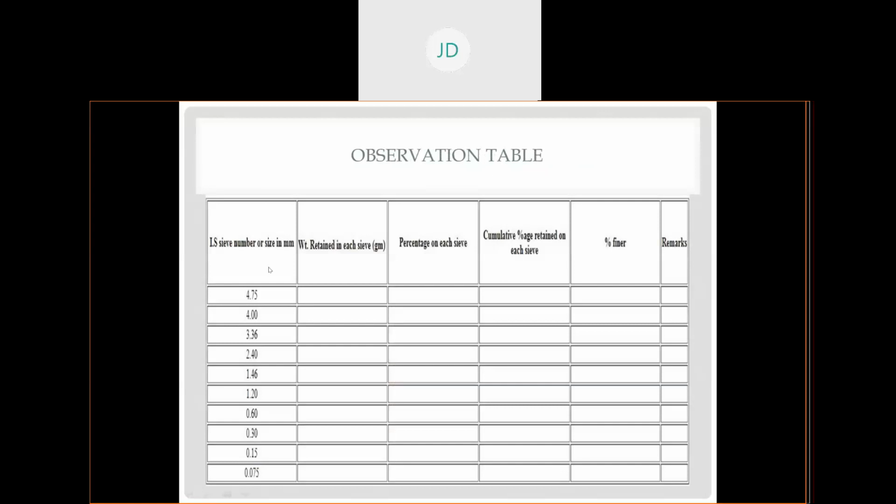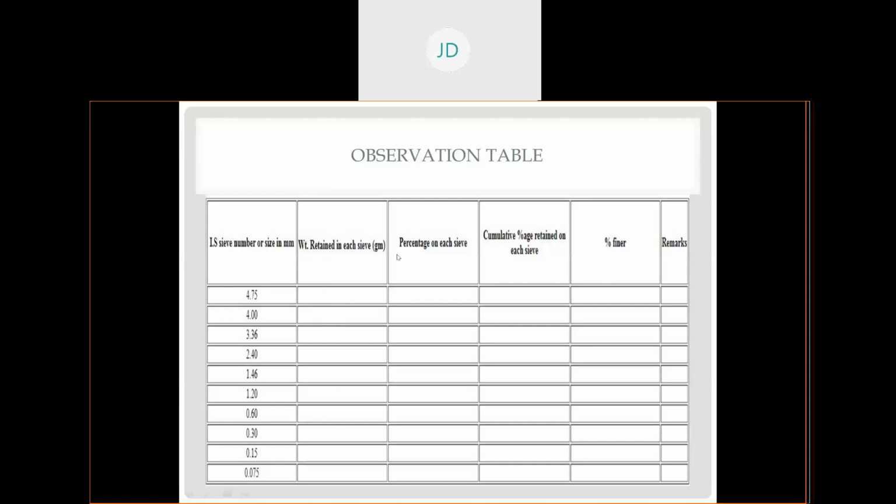Now we need to prepare this tabular format. This is the table for sieve analysis. In the first column, you put the IS sieve number, or whatever sieves you have taken for sieve analysis, in decreasing order of size from top to bottom. At the top 4.75, at the bottom 0.075 millimeter. Now after sieving, some sieves will have retained some soil particles. Then we have to take the weight of the soil retained on each sieve, in grams, and write it here.